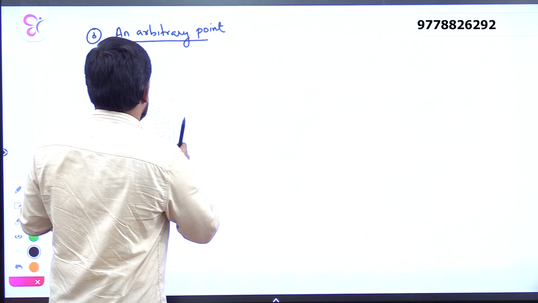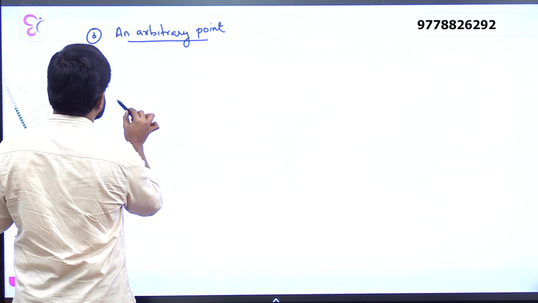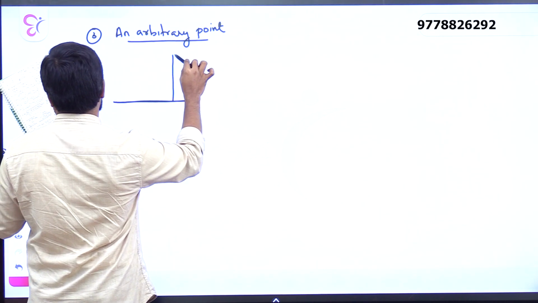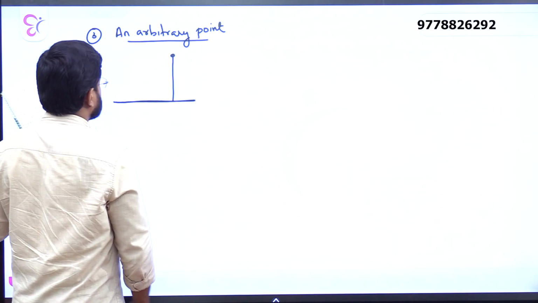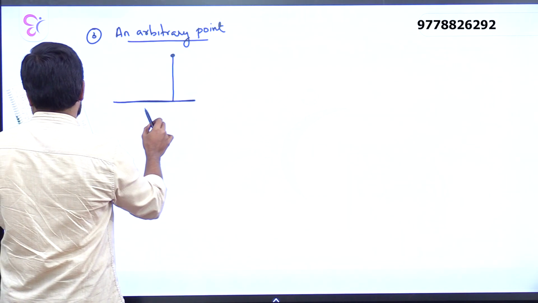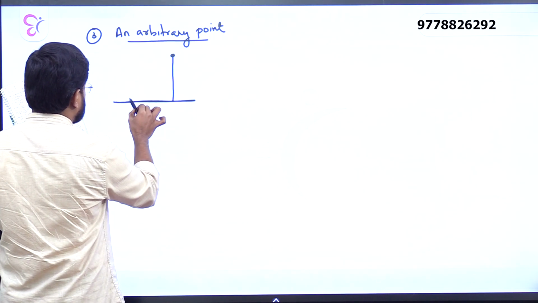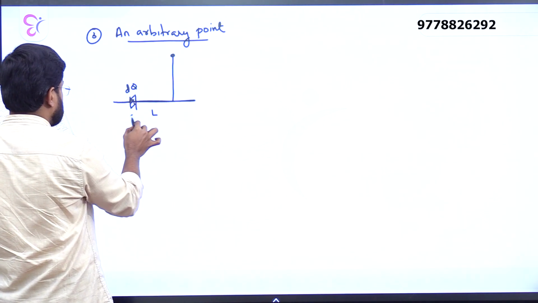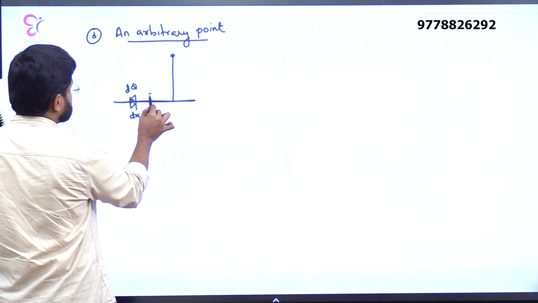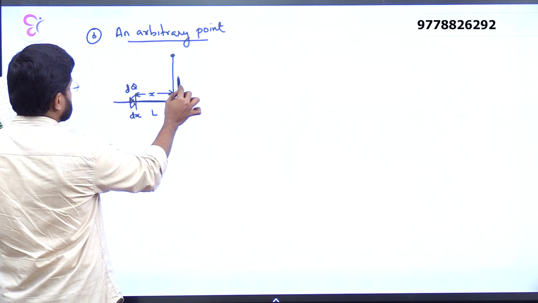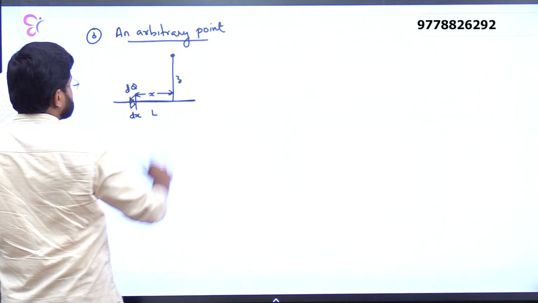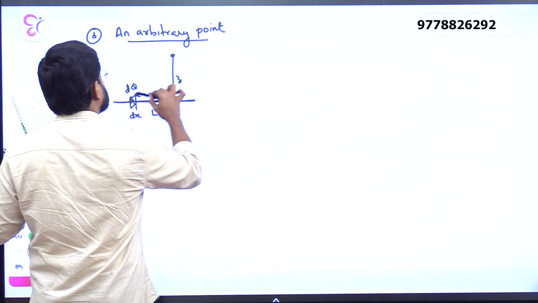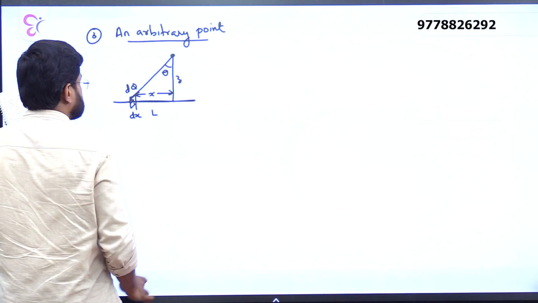So, this is my thin rod, and this is where I consider my point. This rod is of length L, and I am considering an element here. This element contains a charge dq and is of width dx, which is at a distance x, and this point is at a distance z from the rod. This is angle theta.